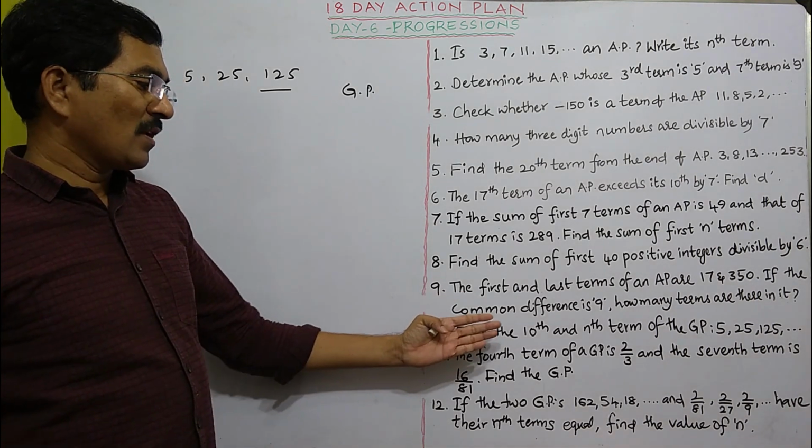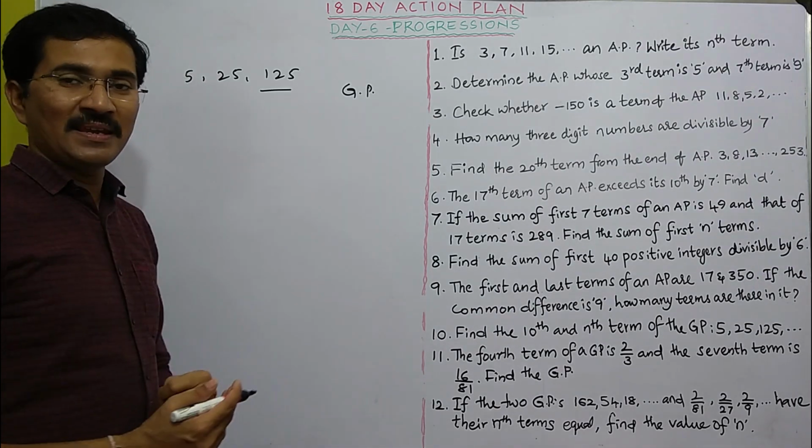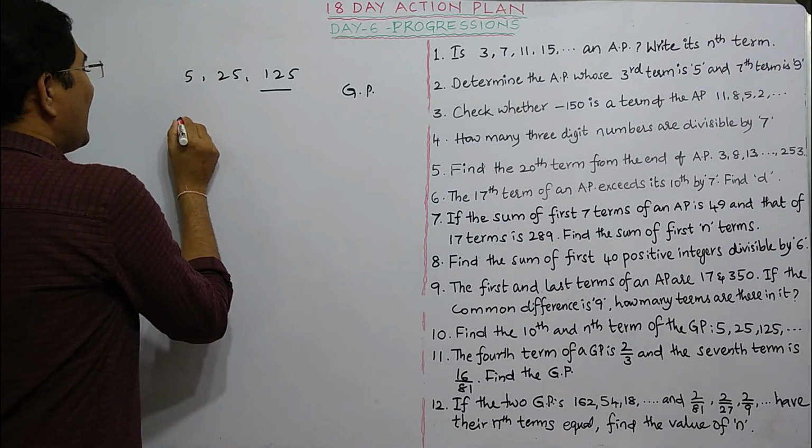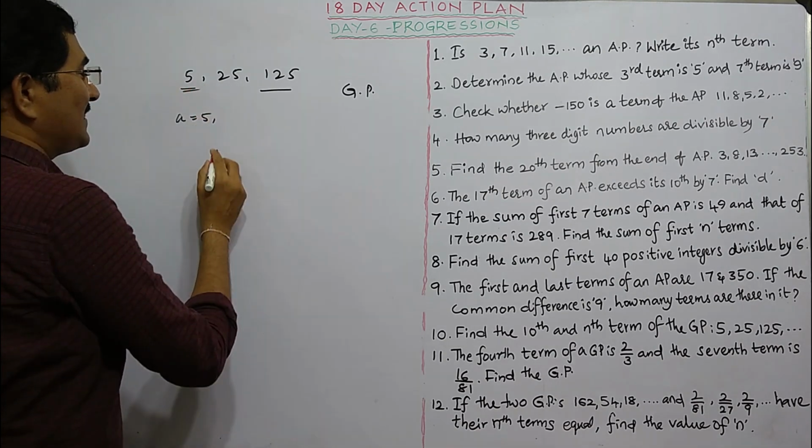The question is, find the 10th and nth term of this GP. So this is the GP. From this GP, what can we say? A is equal to 5. Yes or no? Yes, this is the first term. A is equal to 5.